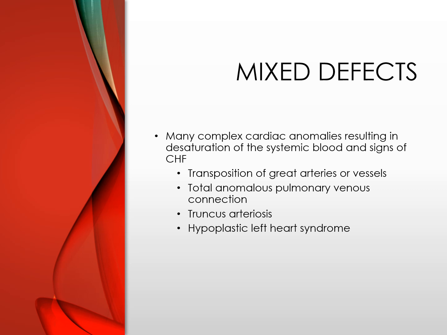And then the blood that's supposed to be going to the lungs may be going from the left side to the systemic system instead of out to the lungs. So there are a lot of complications and complex anomalies that can be associated with these. You can have a total anomalous pulmonary venous connection, truncus arteriosus, and hypoplastic left heart syndrome. These are all what we call mixed defects.